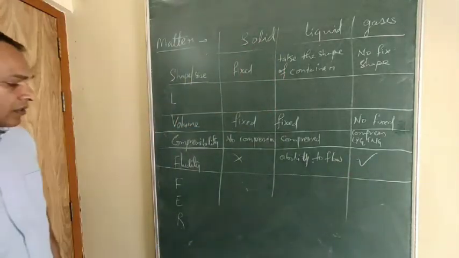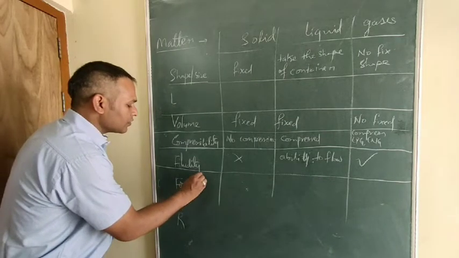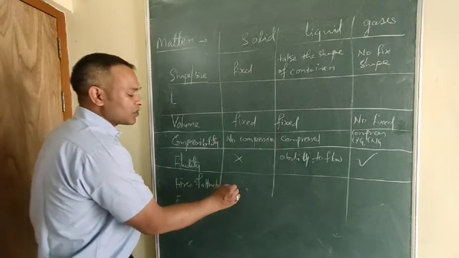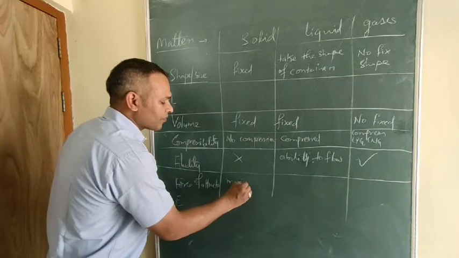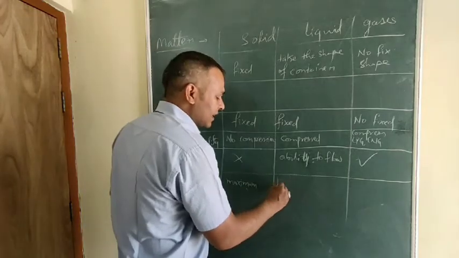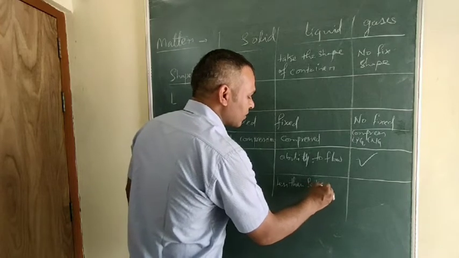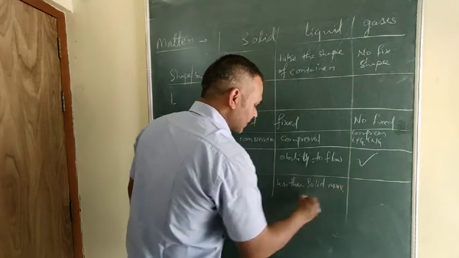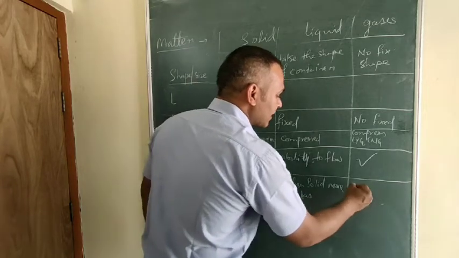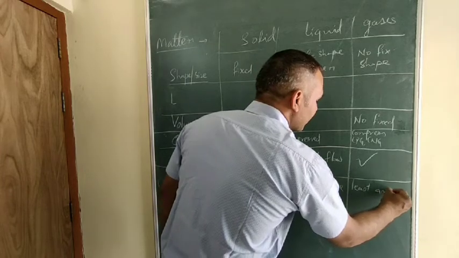Next thing is, what is this? Force of attraction. Force of attraction is maximum in the case of solid. Here it is less than solid, more than gas. Here least, सबसे कम होगा इसमें, least amongst.